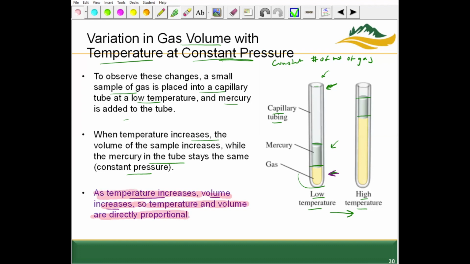Remember, for Boyle's law, pressure and volume were inversely proportional. Now for Charles' law, temperature and volume are directly proportional, temperature and volume. I'll get to a slide at some point in chapter 5 that does summarize all these different gas laws or versions of the ideal gas law, including Boyle's law, including Charles' law.